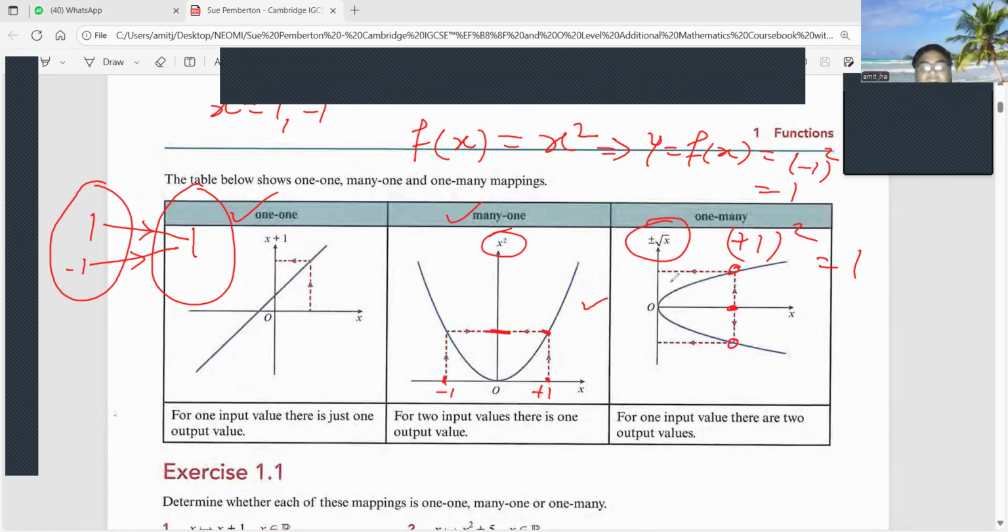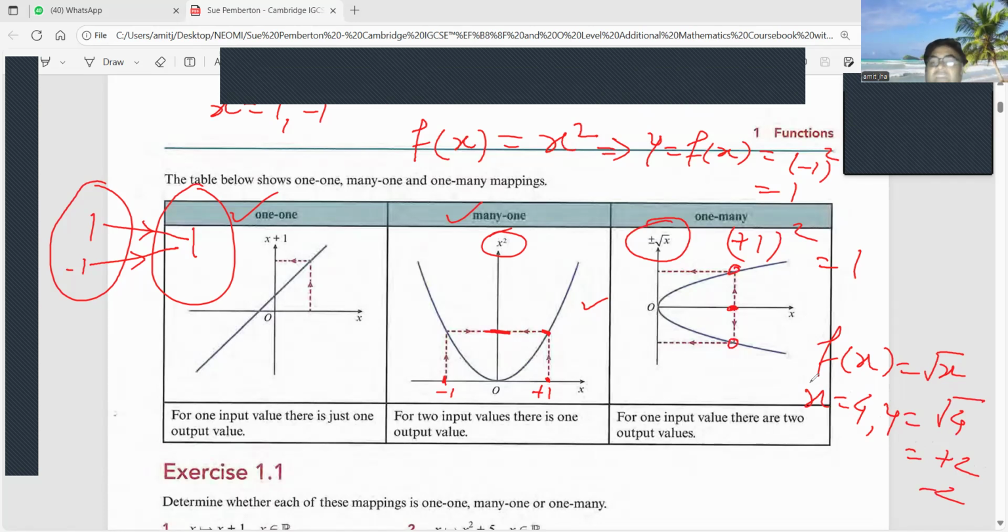Like I changed the function. Now I'm saying f of x is equal to square root of x. That is, if I take plus 2, I will get it. Now here if I plug in the value, let's say x equals 4, then in that case I will get y, which is square root of 4. So finally my answer will be plus 2 and minus 2. So that's why we are calling it one and many function.